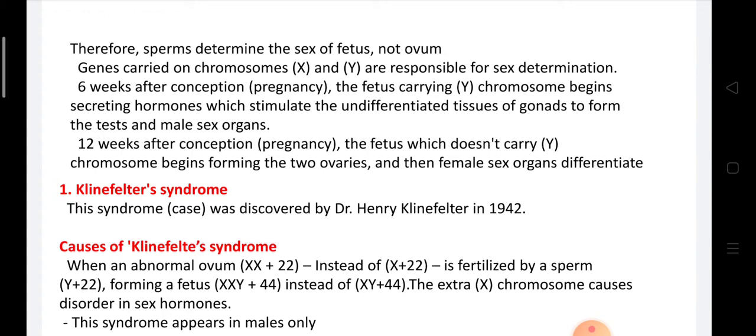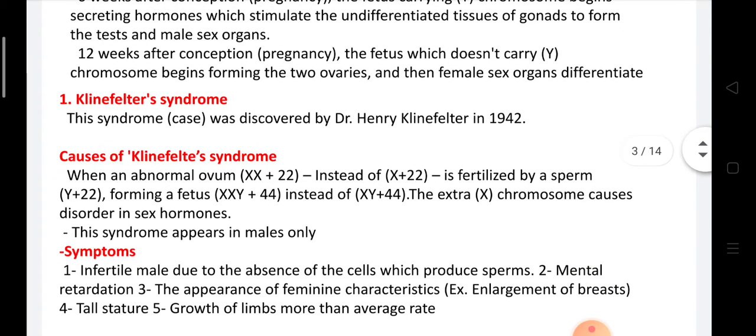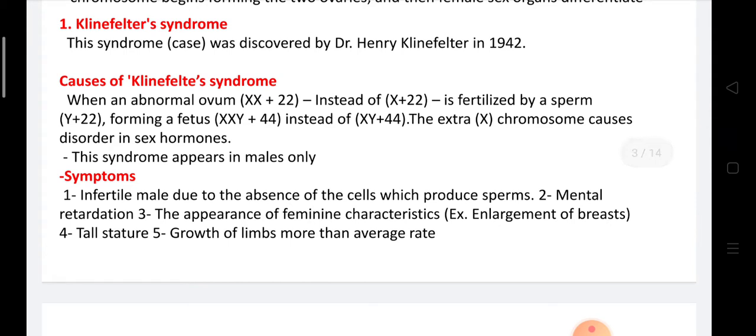This unequal distribution of genes or chromosomes in gametes leads to some genetic diseases like Klinefelter's syndrome. This syndrome is caused as a result of fertilization of an abnormal ovum with a normal sperm. A 22 plus Y sperm fertilizes an abnormal ovum 22 plus XX, and the forming fetus will be 44 plus XXY, with an excess of one sex chromosome X. This leads to disturbance in sex chromosomes or sex hormones.